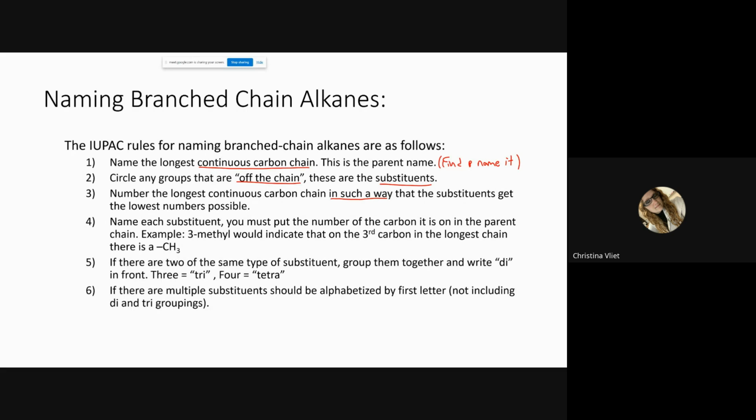What does that look like? Then, step 4. Name each individual substituent. I do suggest naming them separately and not trying to skip steps. You can go very wrong if you try to skip steps here until you're comfortable with it. You must put the number of the carbon that the substituent is on in the parent chain. So if you see 3-methyl, I mentioned this earlier, what this tells us is that the 3rd carbon in the longest carbon chain has a methyl group, which means 1 carbon long coming out of it.